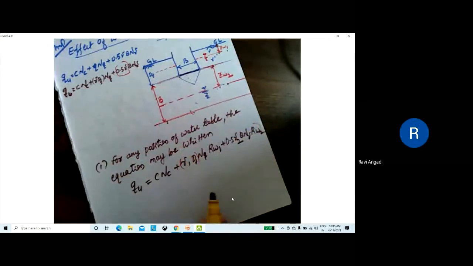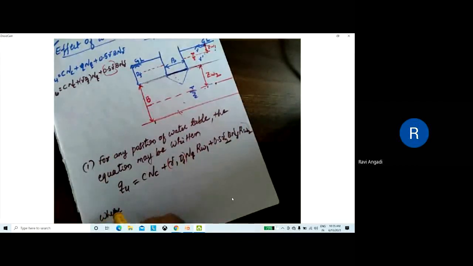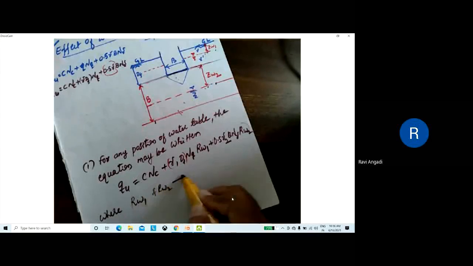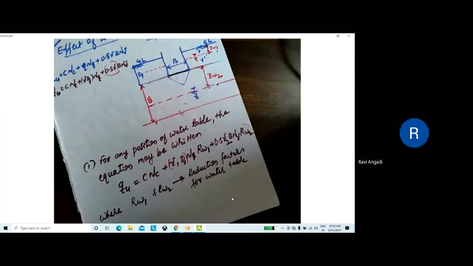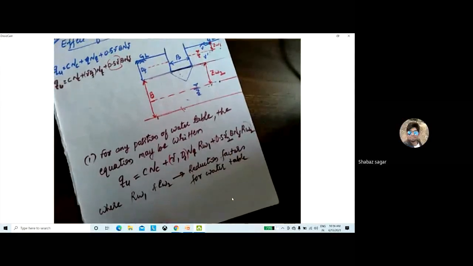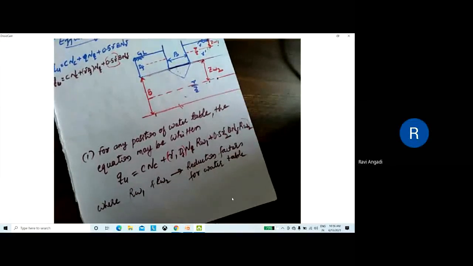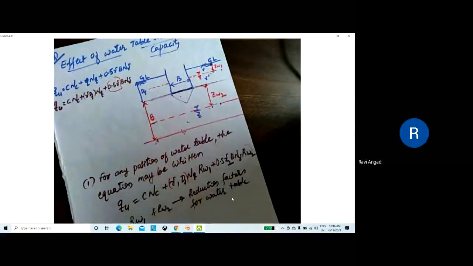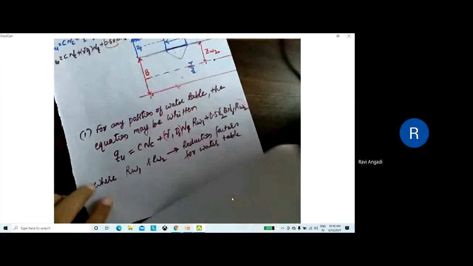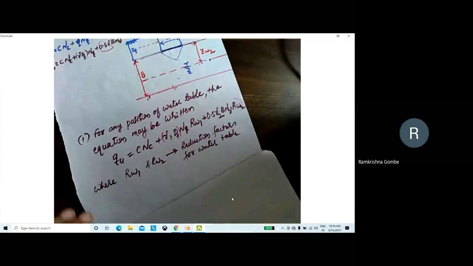Okay. Then you can write, where RW1 and RW2 are the reduction factors for water table. I hope you are also writing along with me. Yes, sir. Please write it down. Okay. RW1 and RW2 are the reduction factors for the water table. Now, with respect to this figure, we'll calculate. Is it over? Yes, sir. Okay, please.